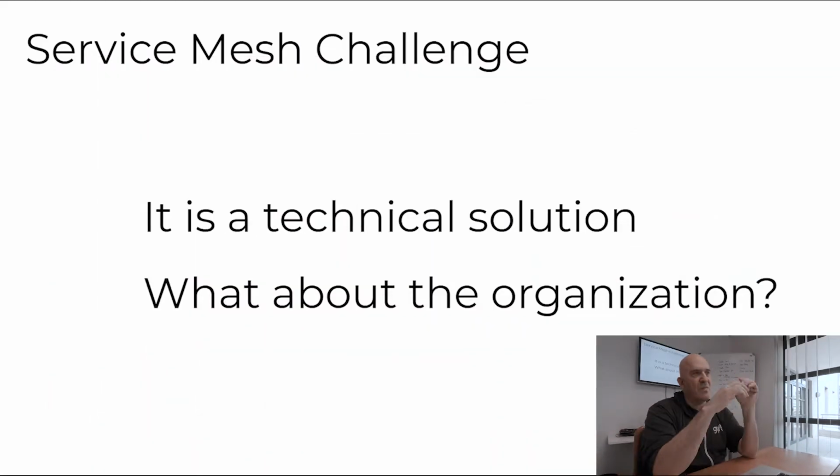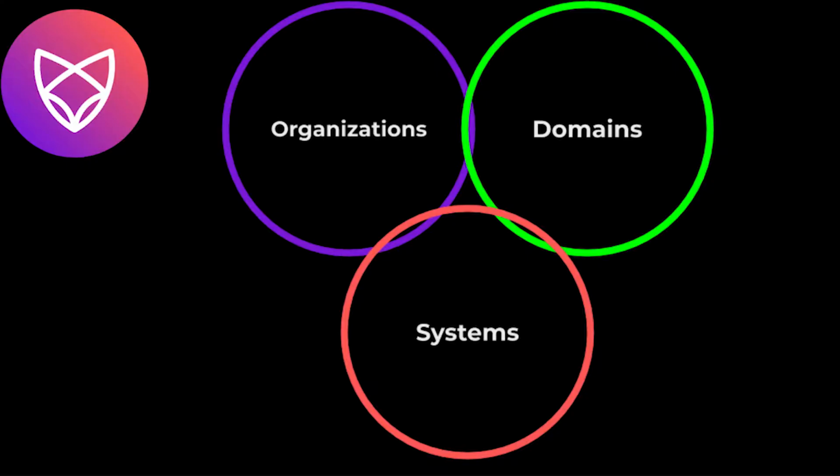So some of the challenges of service mesh, though, are, it's pretty much a technical solution to a very technical problem. But it doesn't necessarily think about the organization itself. And so when we start to think about how do we help the organization, I go back to domain-driven design, and I go back to Conway's law, which is, how does the organization fit into this? How do the business people within the organization think about this?